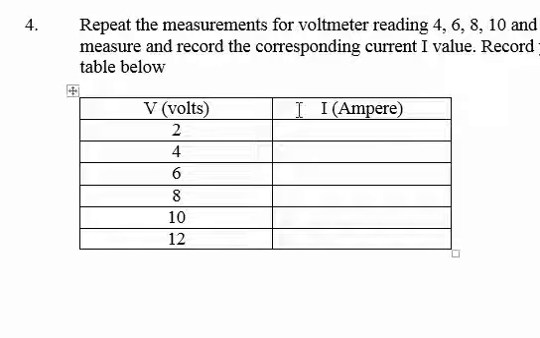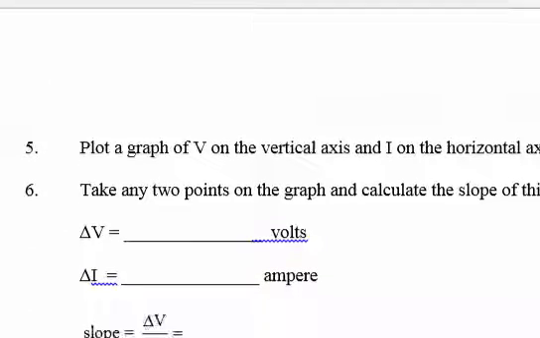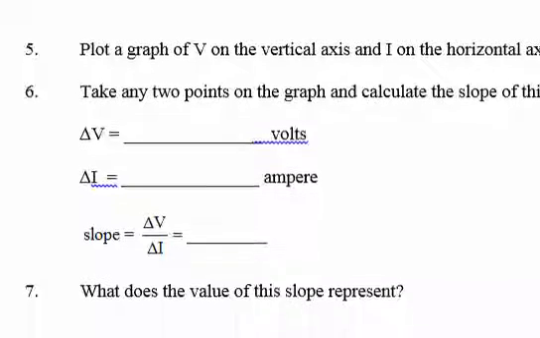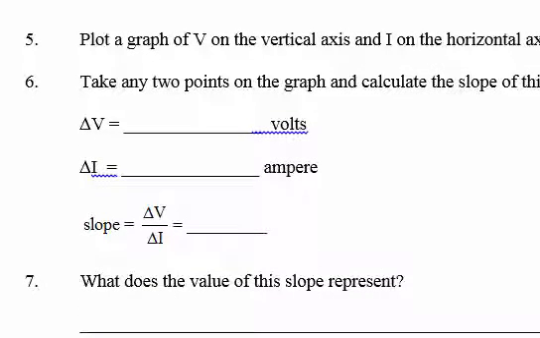Now, in the animation, I will change the voltage across the resistor from 2 volts to 4, 6, 8, 10, and 12 volts, and you measure the corresponding current each time, and then draw a graph of V on the vertical axis and I on the horizontal axis. Then show how the slope of the graph is measured. Make sure that you do a scatter plot, then do the trend line, and then draw a triangle showing delta V and write down the values here, and delta I, then calculate the slope. And then answer the questions and upload it.